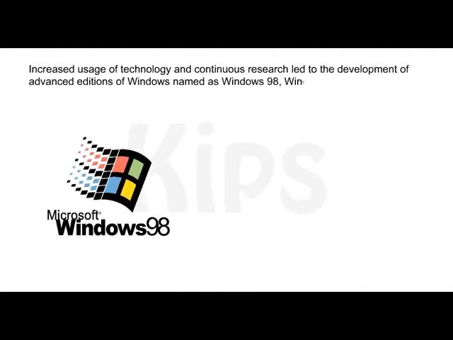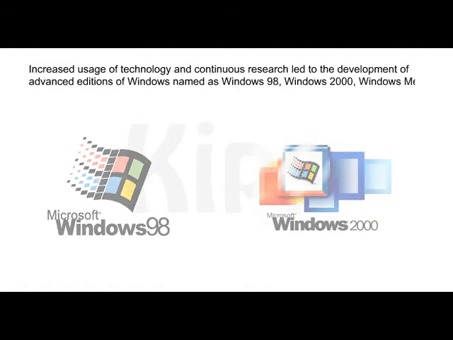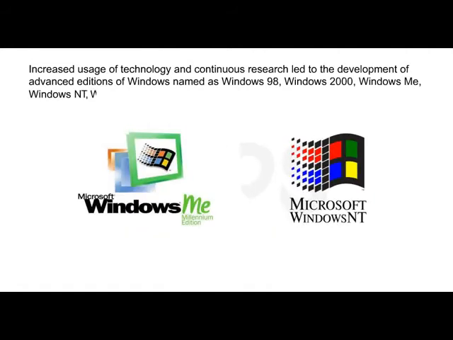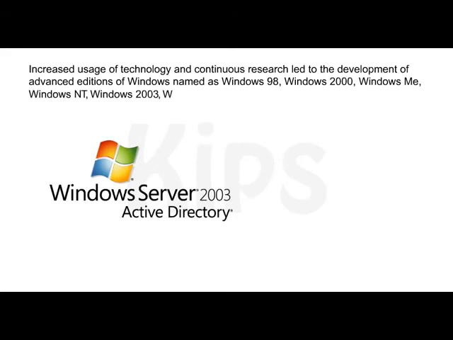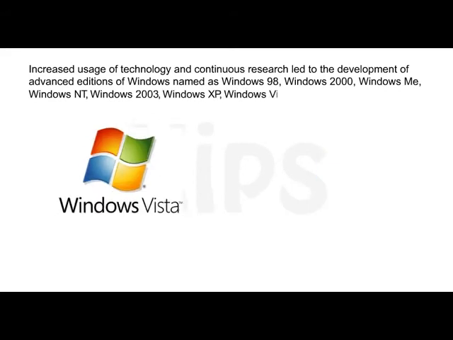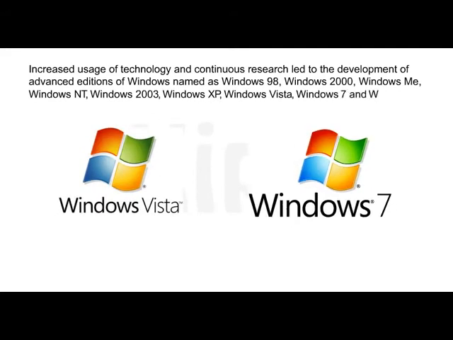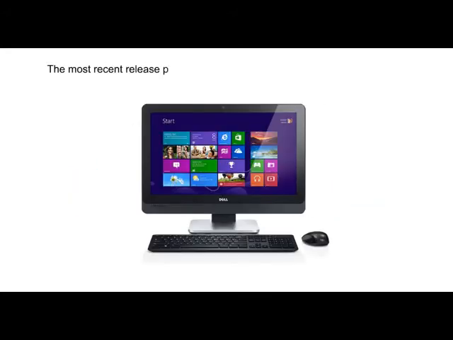Increased usage of technology and continuous research led to the development of advanced editions of Windows, named as Windows 98, Windows 2000, Windows ME, Windows NT, Windows 2003, Windows XP, Windows Vista, Windows 7 and Windows 8. The most recent release preview of Windows 8 is available for download in 14 languages.